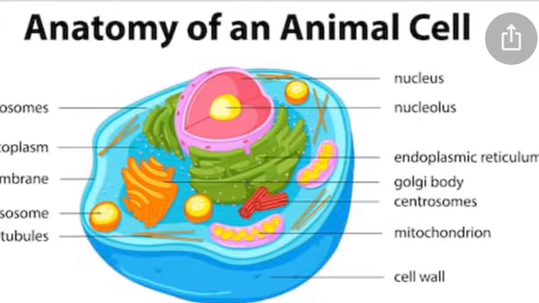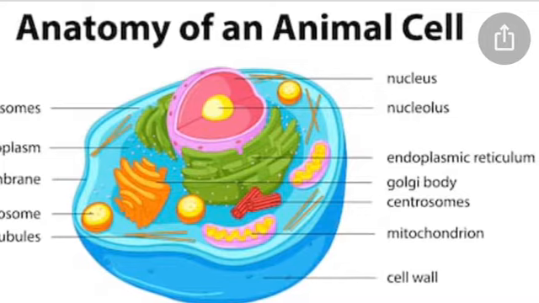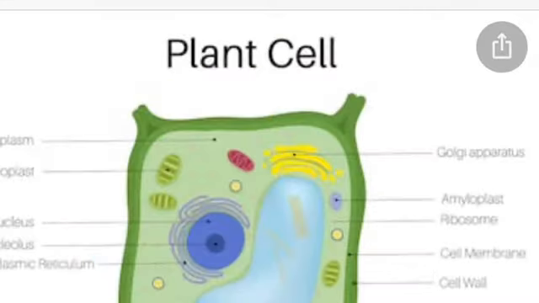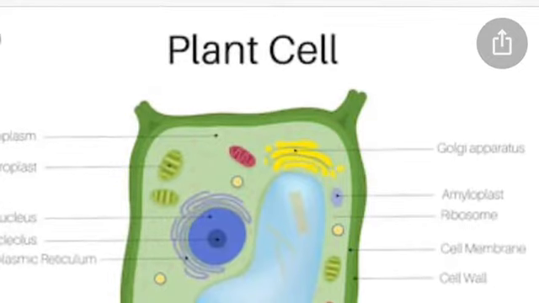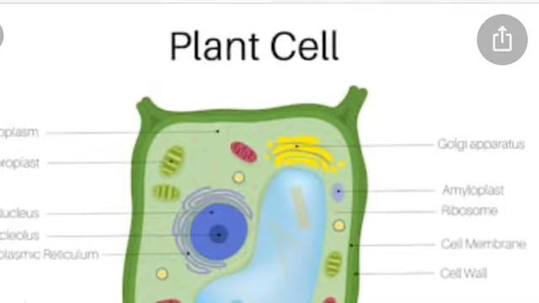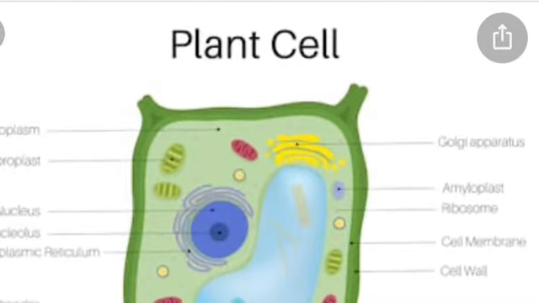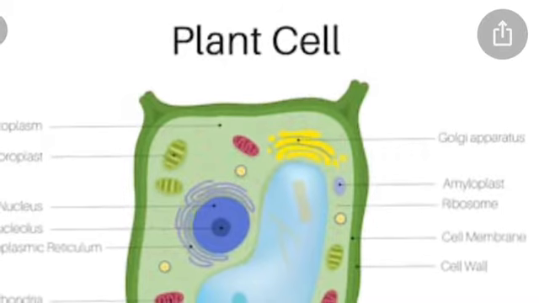That's going to be the three major parts to the cell theory. The cell theory says that all cells come from pre-existing cells. Cells are the basic units for life, and all living organisms are composed of cells.